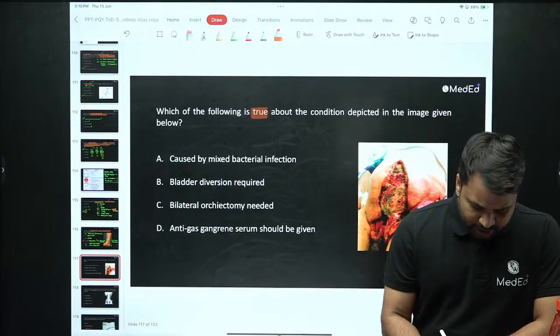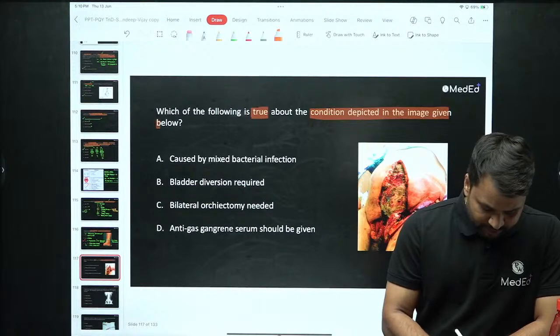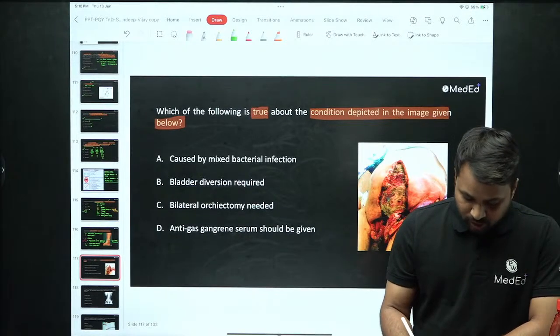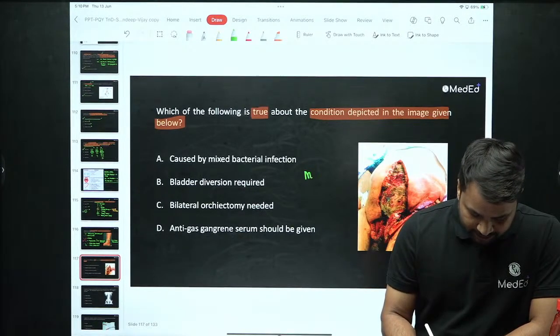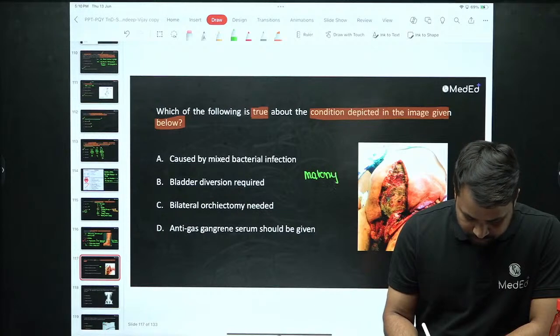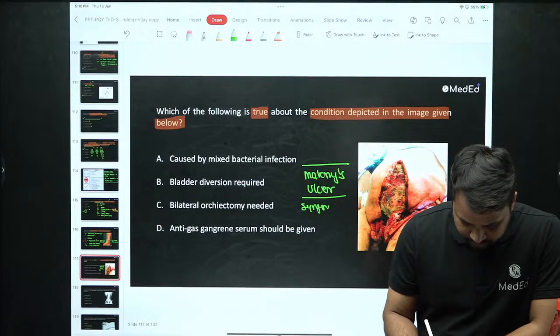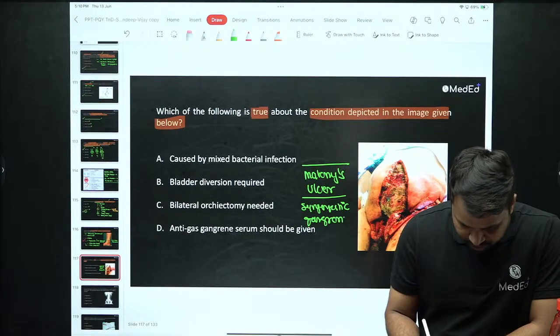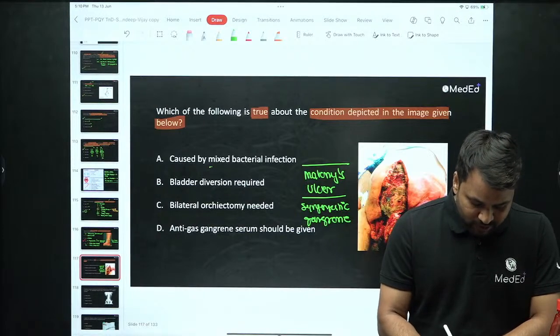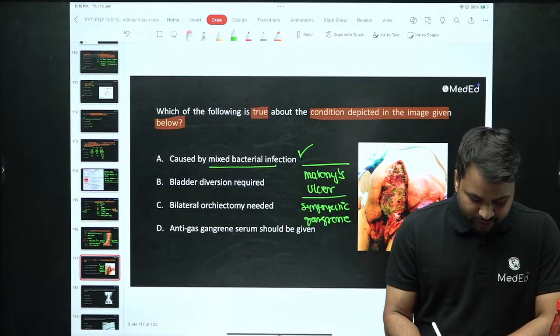Which of the following statements is true about the condition given below? You can see it's an abdominal wall involvement called Meleney's ulcer. It is also an example of synergistic gangrene. It is caused by mixed bacterial infection. Correct. Bladder diversion is required?